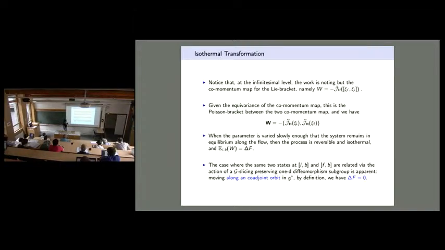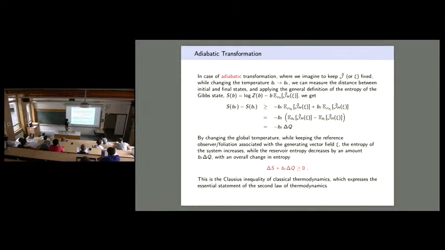So along a coadjoint orbit, as we were expecting, nothing changes because we have this equivariance. And in fact, in this case, we have 0. So this is compatible with Lie group thermodynamics, also for diffeomorphisms. Something changes instead for the adiabatic case.